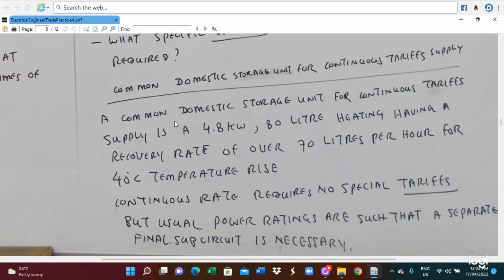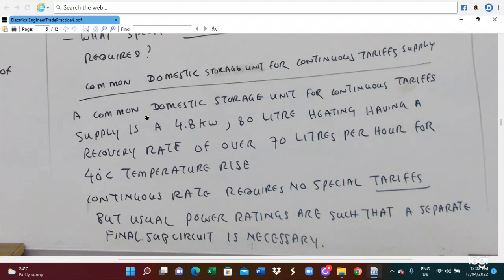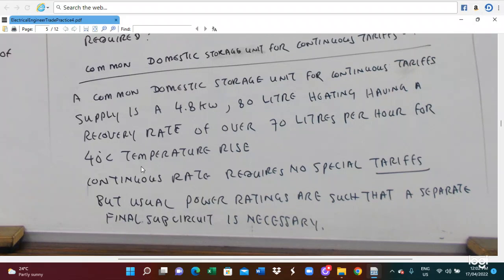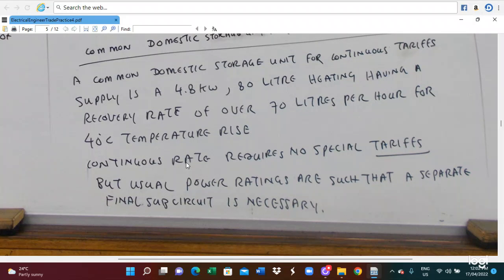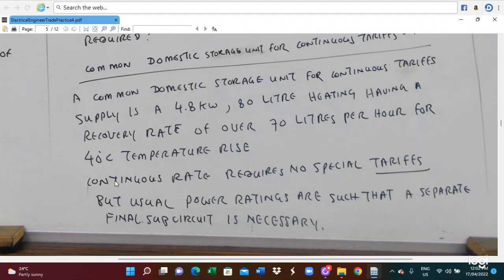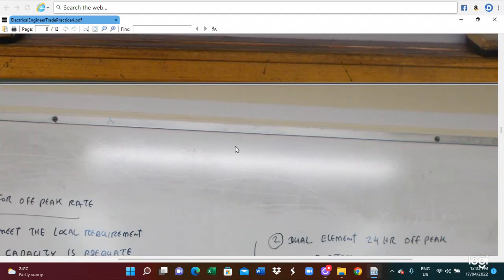Common domestic storage units for continuous tariff supply. A common domestic storage unit for continuous tariff supply is a 4 kilowatt, 80 liter heater, having a recovery rate over 70 liters per hour for a 40 degrees centigrade temperature rise. The continuous rates require no special tariffs, but the usual power ratings are such that the rates are finite. So this is the common domestic storage unit and the continuous tariff system relationship.